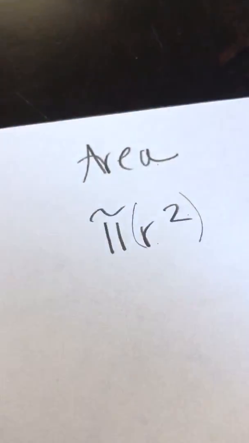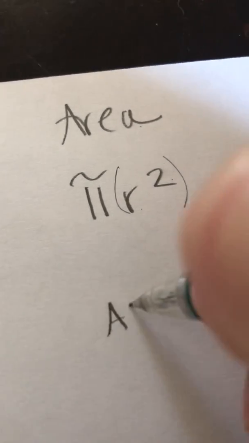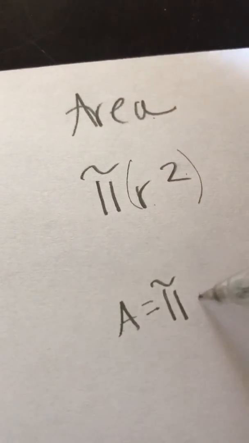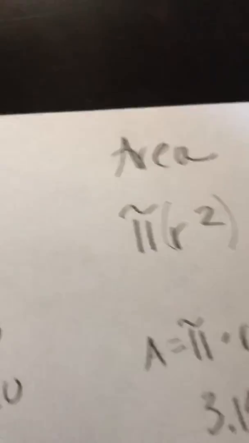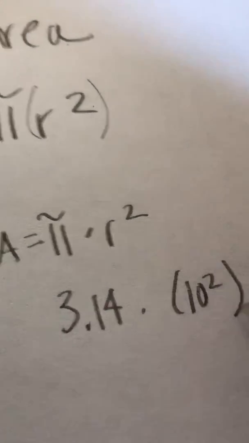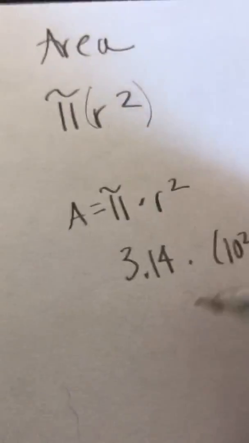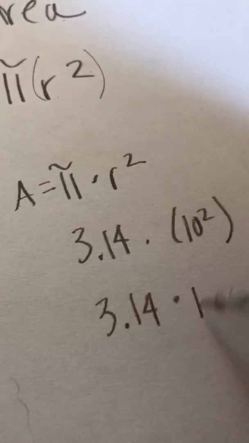And your formula to find the area of a circle is pi times radius squared. You need to square your radius before you multiply it by pi. So again, I want you to get into the habit of writing area equals pi times radius squared. We know that we're going to use 3.14 for pi. If our radius is 10, we're going to multiply this by 10 squared. Remember that we have to do our exponents first. So we'll do 3.14 times 10 times 10, which is 100.